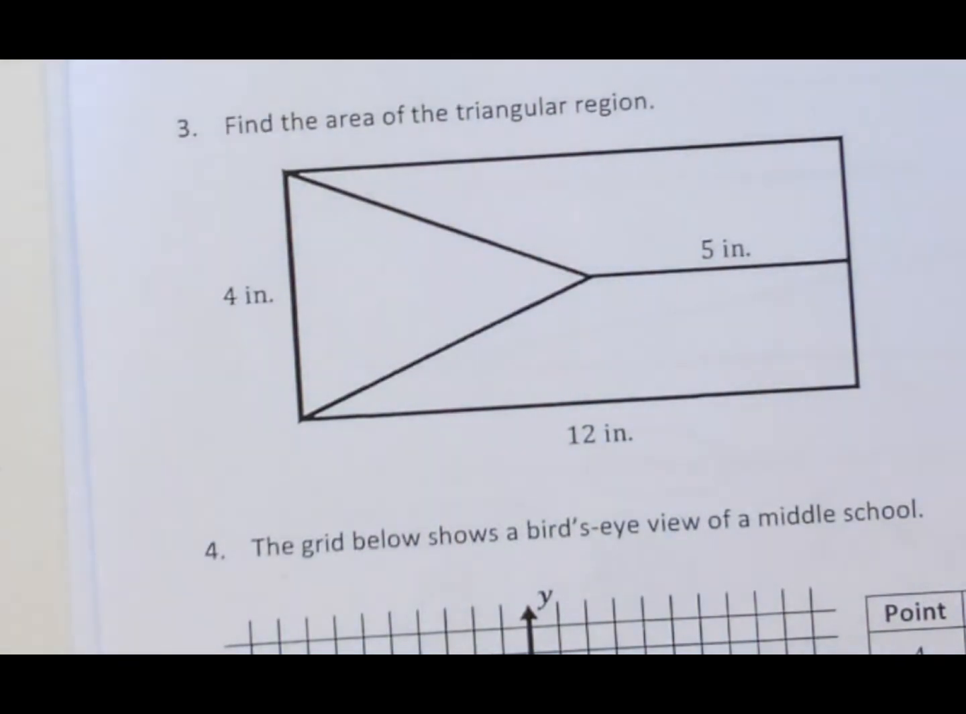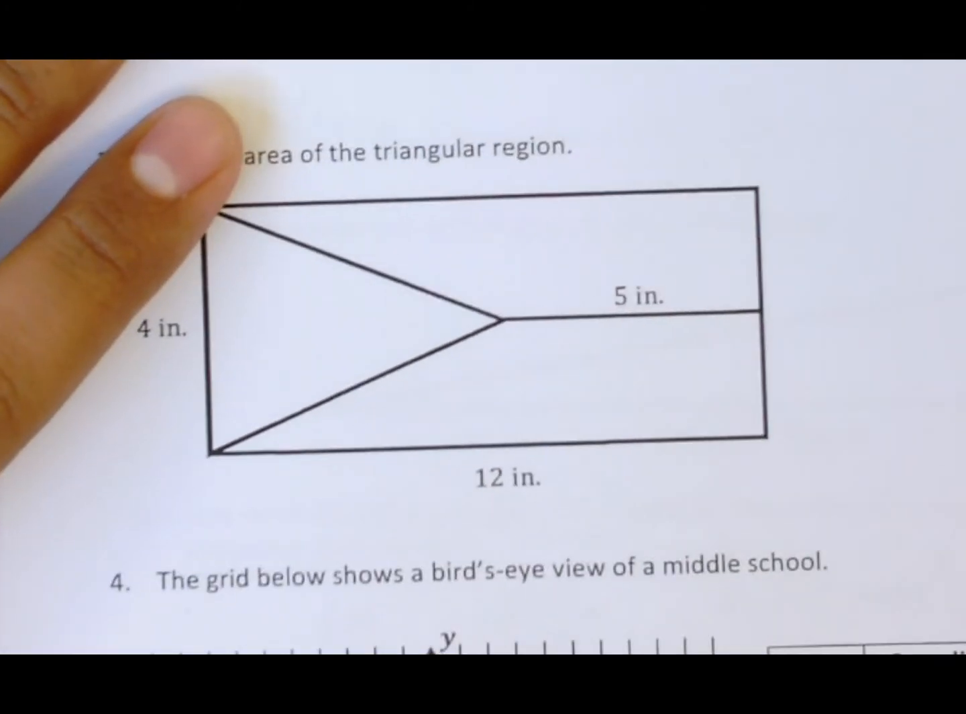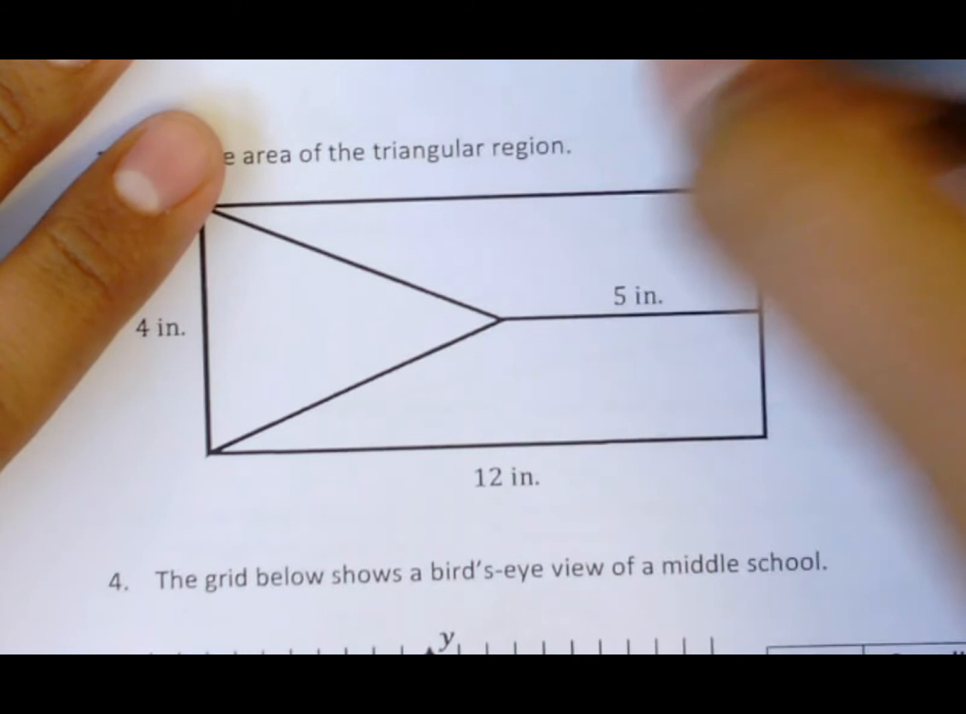Let's use what we know already right here. Find the area of the triangular region. Before anything else, what's the formula for a triangle? Angel Roman?